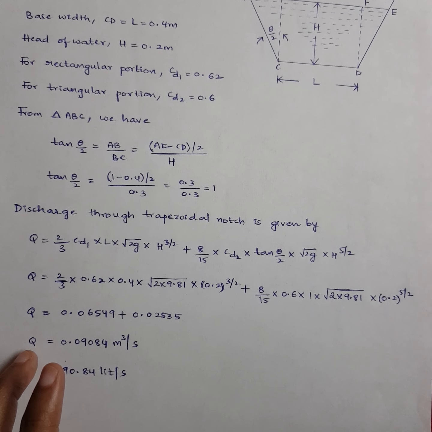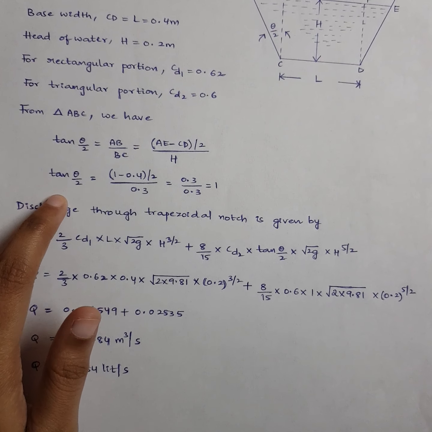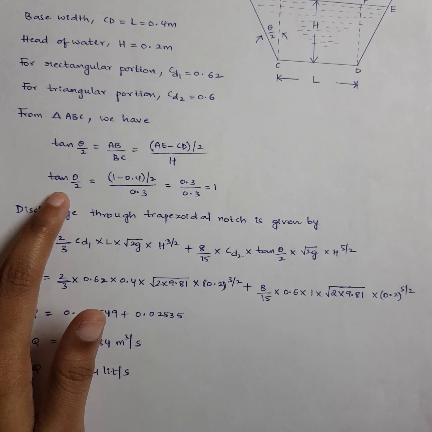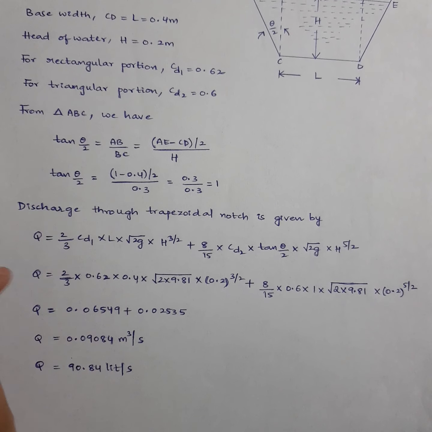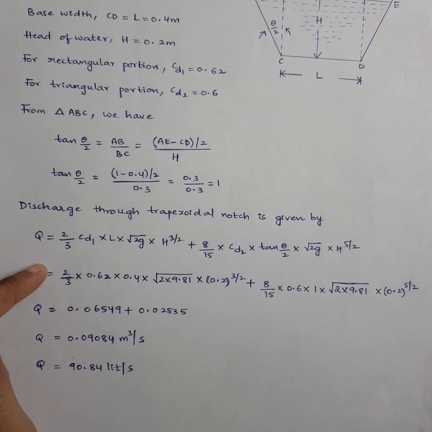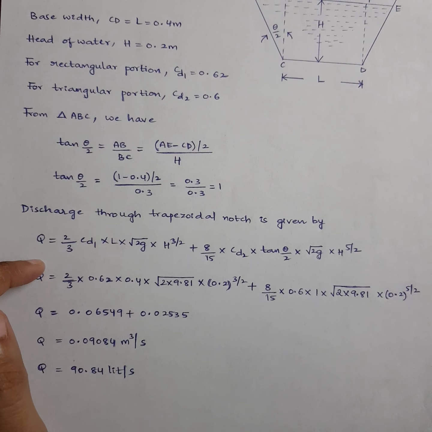The only thing you have to be careful about is when you are doing tan theta by 2. Tan theta by 2 is related to the notch, so substitute notch readings. Discharge is related to water, so substitute water-related readings.